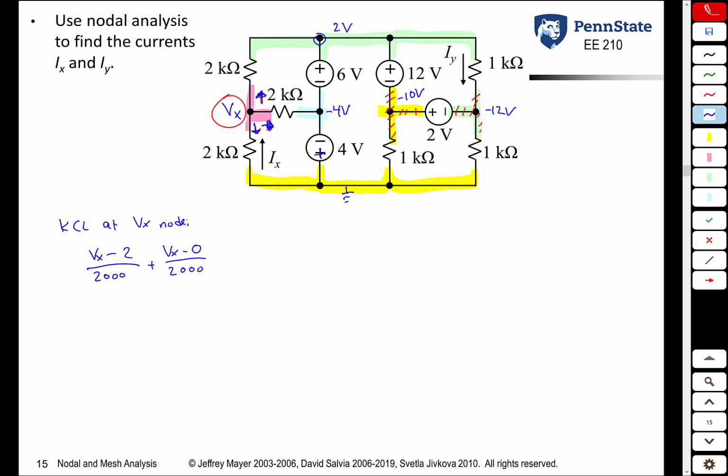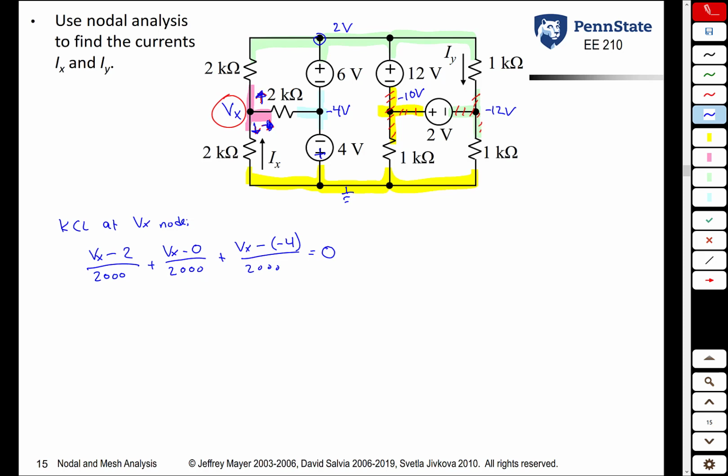Current going to the right is the voltage at the coming from point, Vx, minus the voltage at the going to point, which is negative 4. You got to be careful about this. You have a double negative. Vx minus negative 4, once again, over 2000 is equal to 0. That is the only KCL equation that we need to write because that Vx node, that pink node, is the only node that we did not know the voltage at.